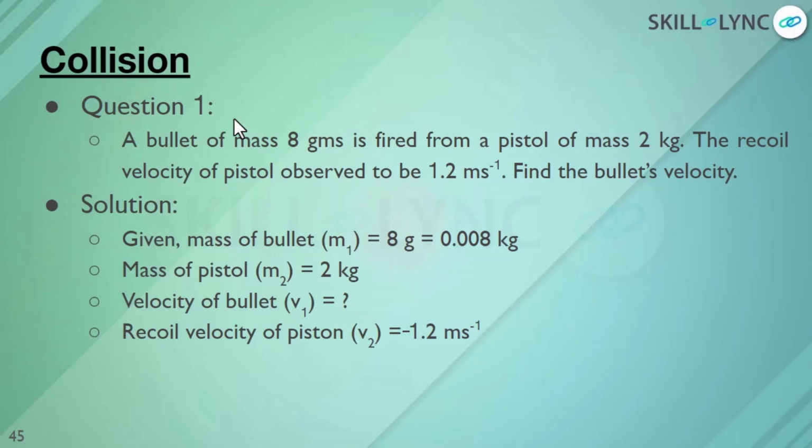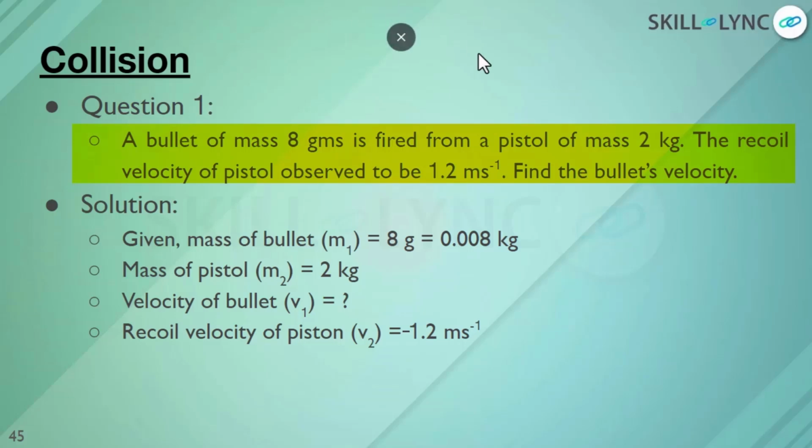Now we are trying to use this exercise for better understanding of the concepts. So question 1 says that a bullet of mass 8 grams is fired from a pistol of mass 2 kg. The recoil velocity of the pistol is observed to be 1.2 meter per second.